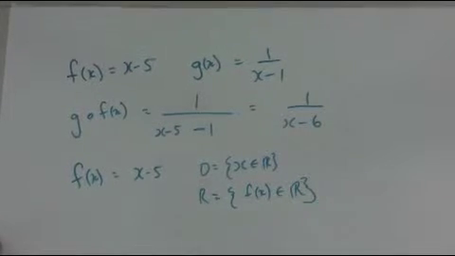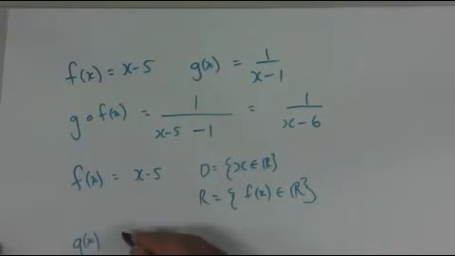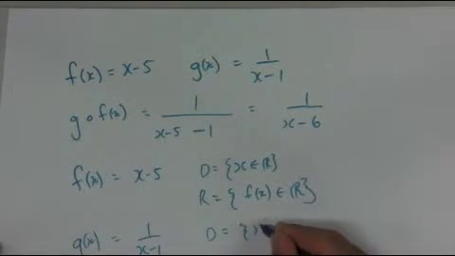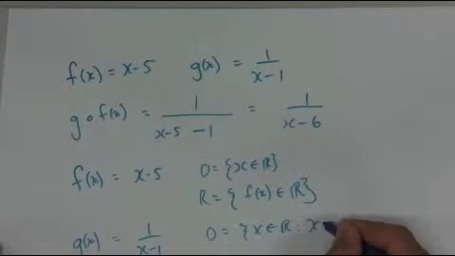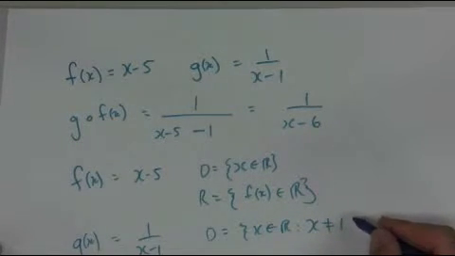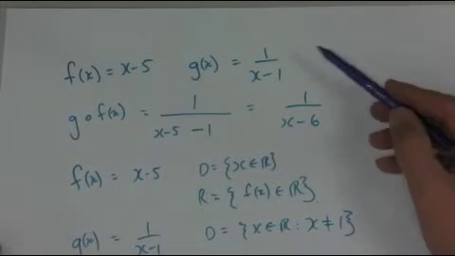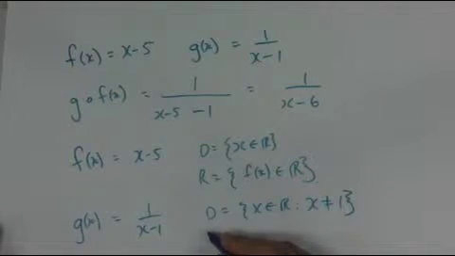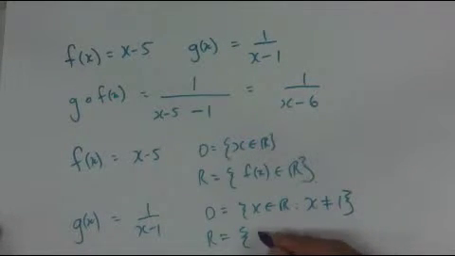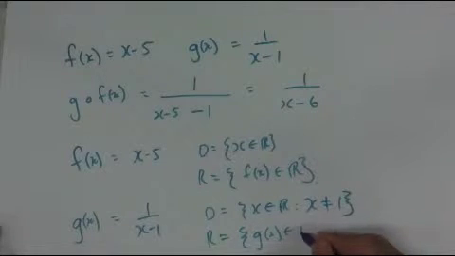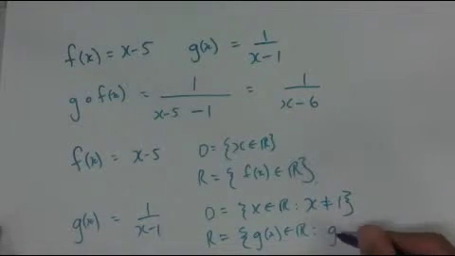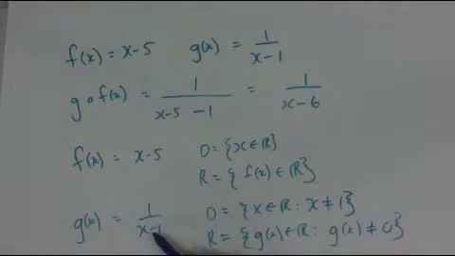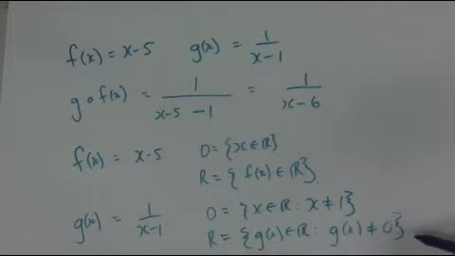But when I actually put this into the g of x, I need to think to myself, well, what is the domain of g of x? Well, the domain of g of x is all real values such that x is not equal to 1. Because if it was 1, I'd have a 0 on the bottom, and that would be undefined. And so therefore, for my range also, g of x in this case is contained within all real values such that g of x cannot equal 0.